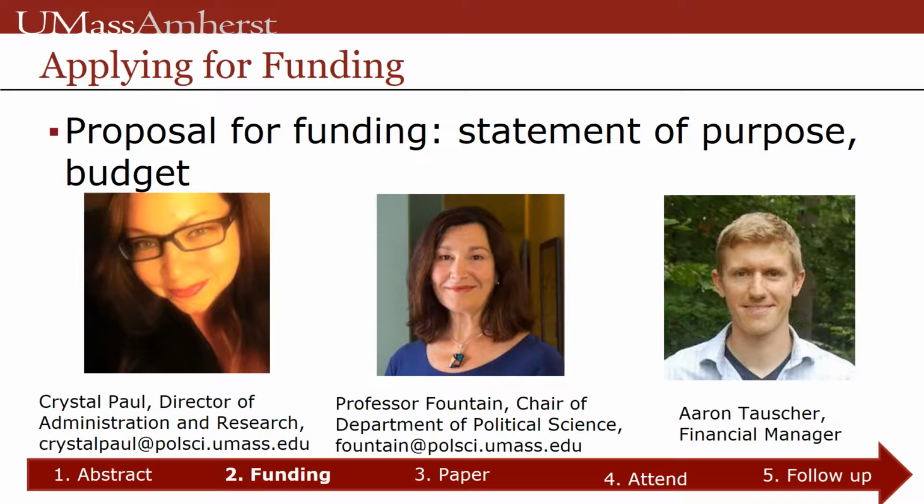Assuming that your abstract is accepted, you will need to apply for funding to attend the conference. In order to do this, you will have to write a funding proposal, which includes a statement of purpose and a budget. The statement of purpose should include information on why it is important for you to present your research. For example, do you need feedback on how to move forward with your project? Is it useful for you to get presentation skills? Additionally, you will also need an itemized budget.